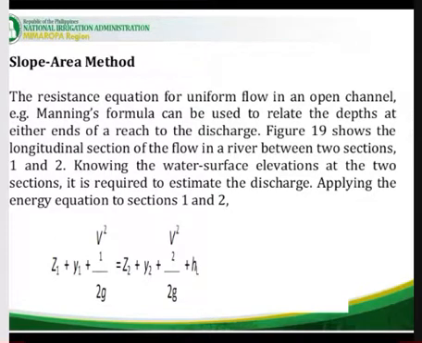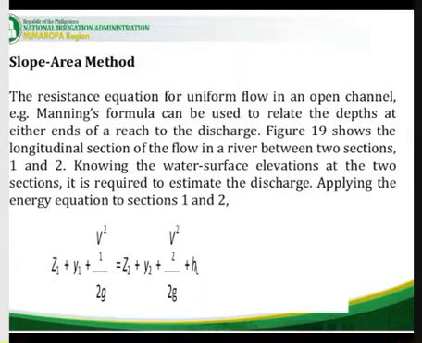Slope area method. The resistance equation for uniform flow in an open channel, e.g., Manning's formula, can be used to relate the depths at either end of a reach to the discharge. Figure 19 shows the longitudinal section of the flow in a river between two sections, 1 and 2. Knowing the water surface elevation at the two sections, it is required to estimate the discharge.